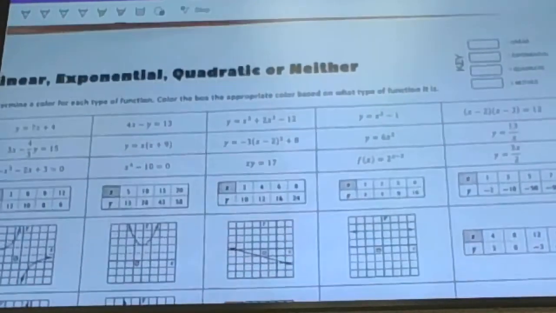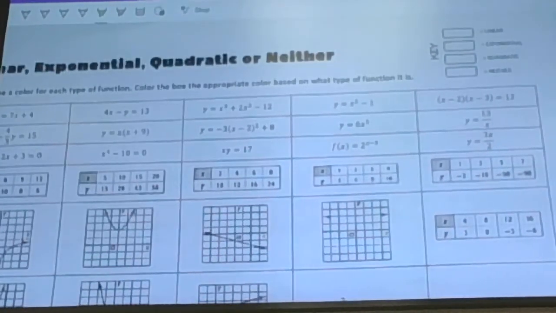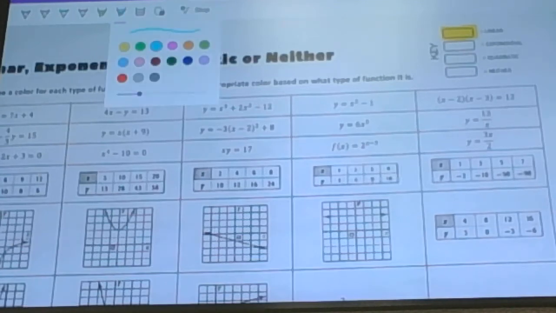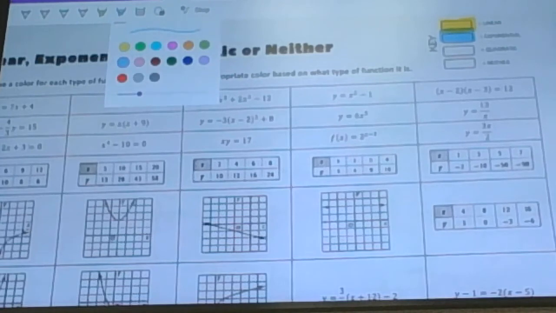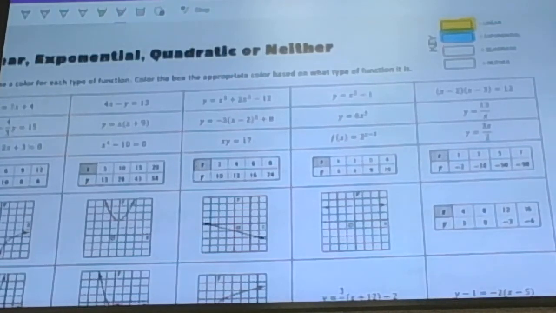Okay, I wasn't done highlighting. There's a key here, so whatever you ended up using, you can go by your key. Whatever was on the front, I did linear, yellow. I did exponential, blue. Do you want to do neither white? Neither's just going to stay white. Gray for pencil. Colored pencil color.